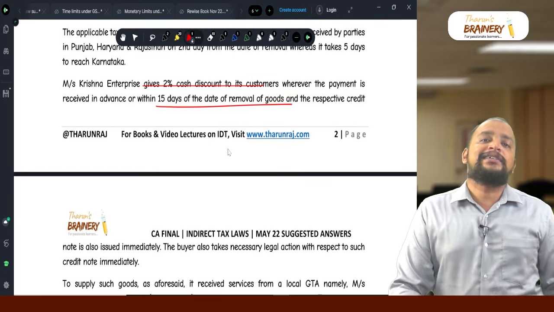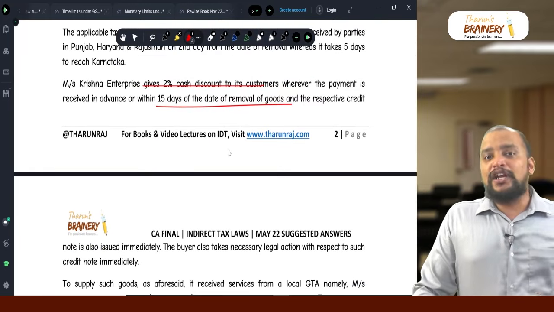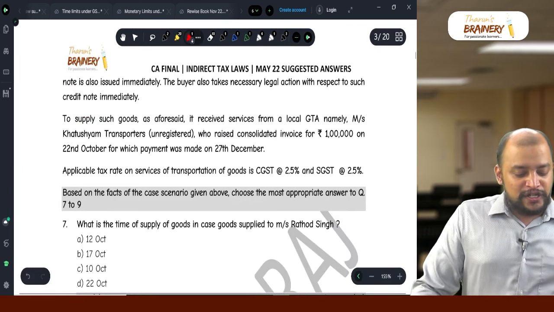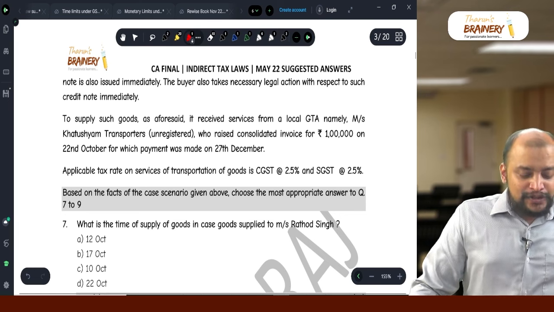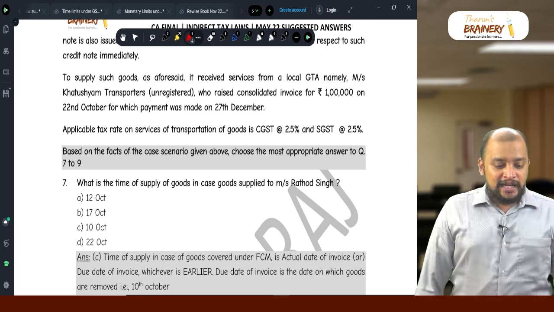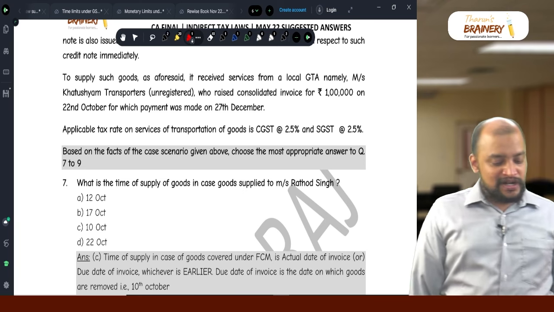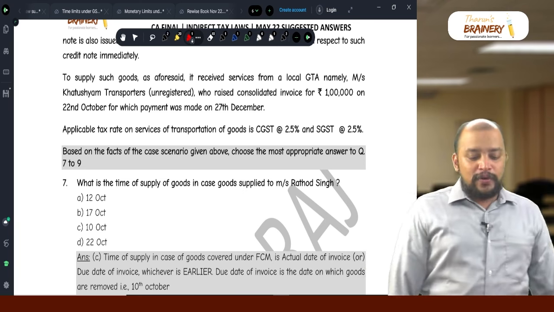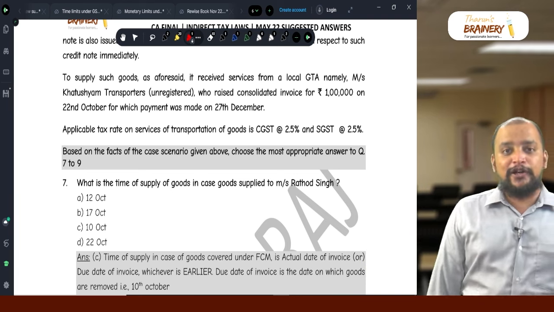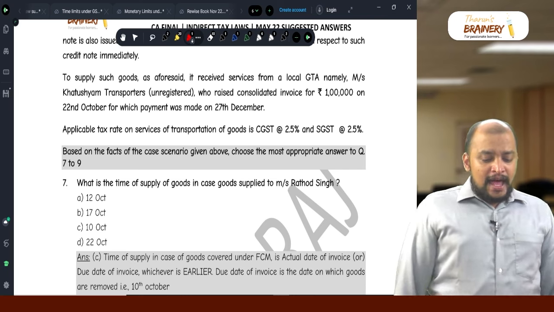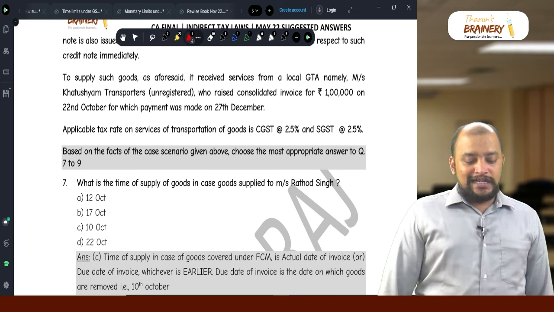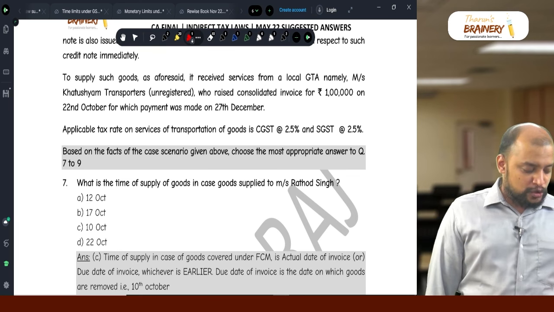Means in the same month the credit note is being issued, that will lead to reduction in the liability. The buyer also takes necessary legal action with respect to such credit note immediately. To supply such goods as aforesaid, it received services from a local GTA, namely Messrs. Katushyam Transporters, unregistered, who raised a consolidated invoice for 1 lakh on 22nd October, for which the payment was made on 27th December. Applicable rate of tax on services of transportation of goods is CGST 2.5% and SGST 2.5%.